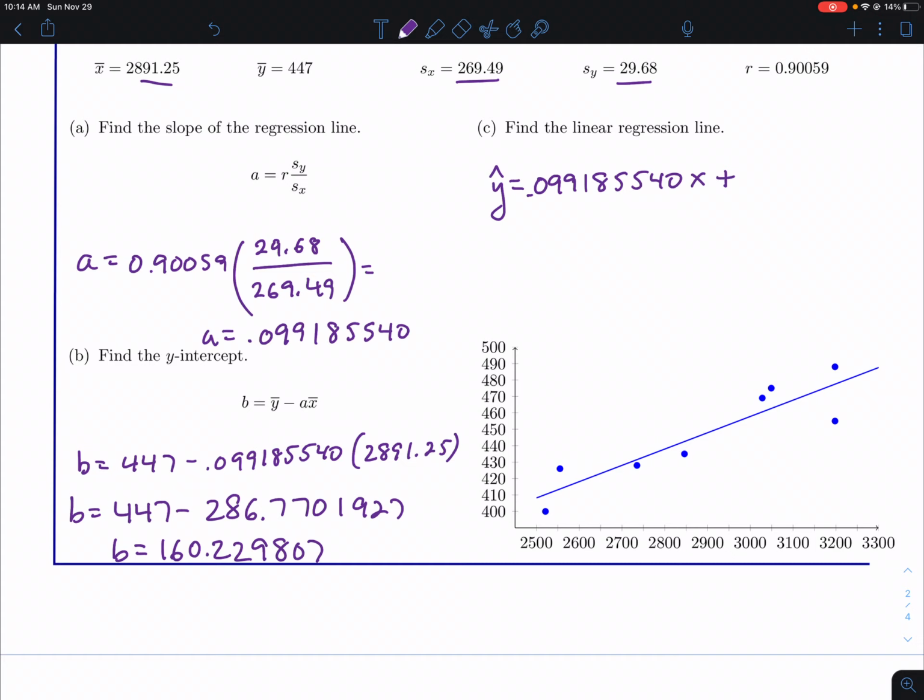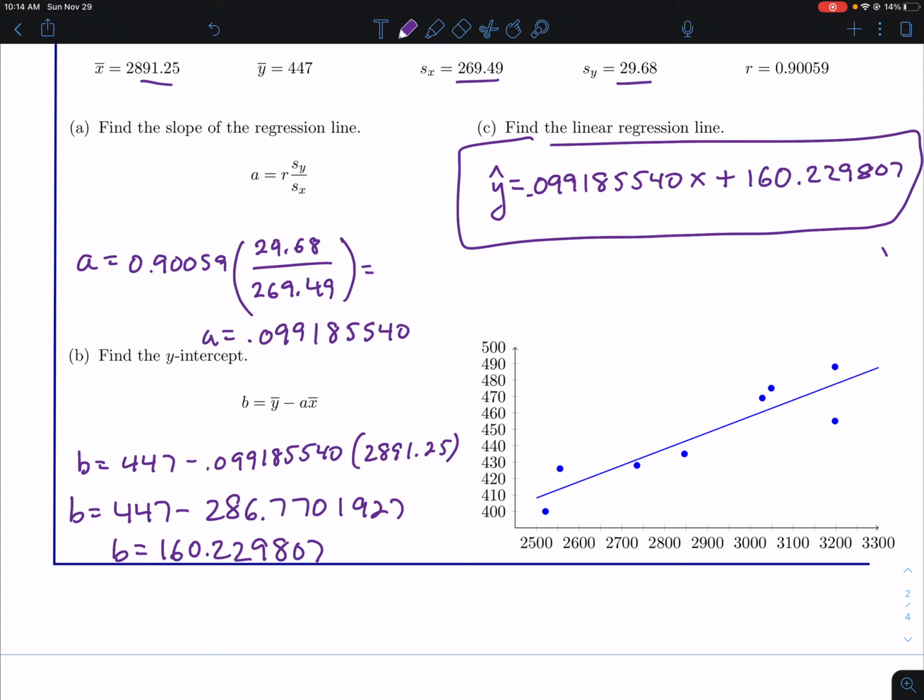Putting these all together, our regression line is y hat equals 0.099185540x plus our b, which is 160.229807. I drew it in here so you could see it. That's what this line actually represents. The blue line in our picture represents that regression line and how close it comes to actually modeling this data.